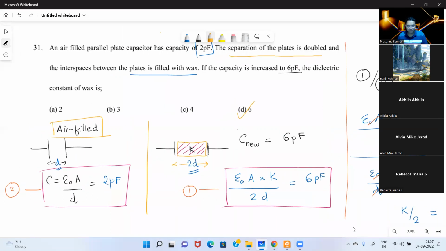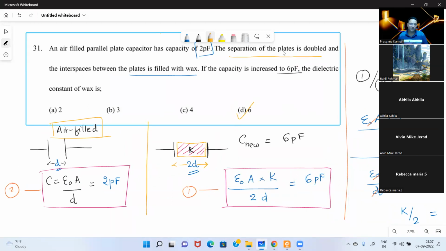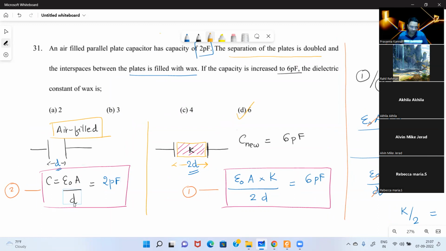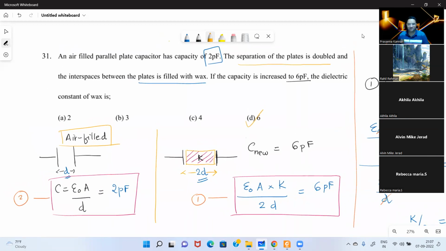Direct application of the formula. That's all. The only thing additionally they have given is that the distance between the plates is also increased to double its value. So instead of placing D, I am placing 2D here. Is it clear to you? Yes, sir. Let's take it down, and once you're done, just let me know.